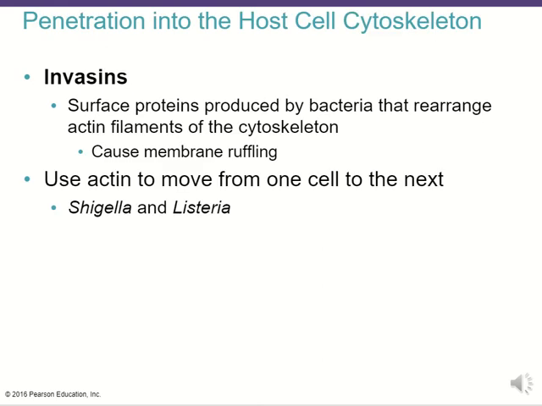Now, penetration into the host cell's cytoskeleton. These can involve invasins, which are surface proteins produced by bacteria that rearrange actin filaments of the cytoskeleton and can cause membrane ruffling, allowing for puncture into the cell. They use actin to move from one cell to the next, such as in Shigella and Listeria.